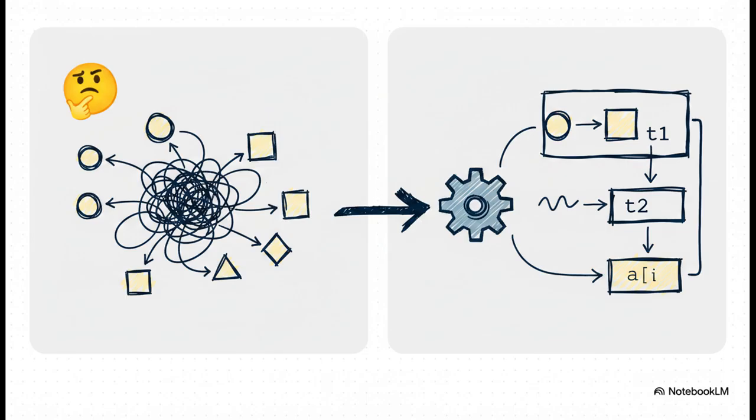First, it calculates c times 2 and sticks that in t1. Then it adds b to t1 and puts that result in t2. And finally, it takes the value from t2 and assigns it to the array element a of i. See? One complex step becomes 3 simple, totally unambiguous ones.